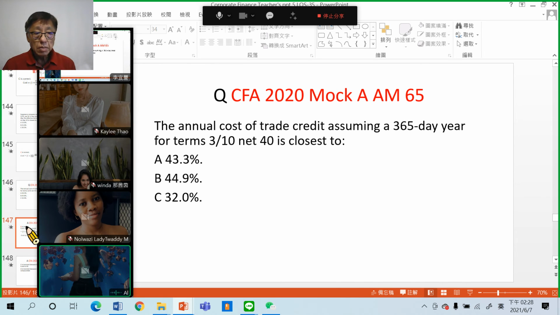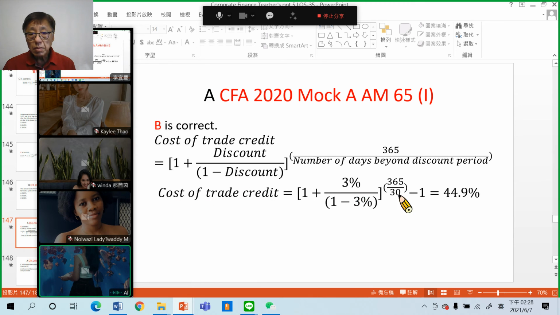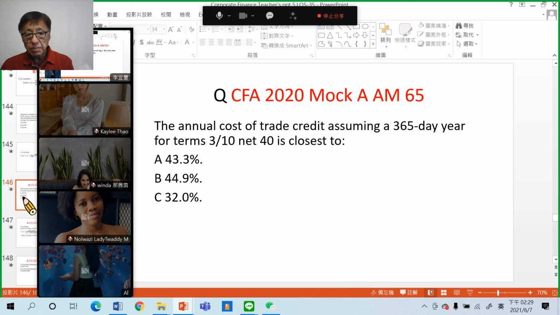So we will put it in the formula: 1 plus 3% discount percentage divided by 1 minus 3% discount percentage, to the power of 365 days divided by 30 days. We get that 30 days from 40 minus 10 days. Then minus 1, and we get the answer, 44.85. So the answer is B, 44.9%. Very good.